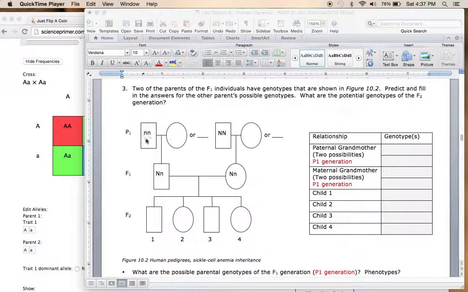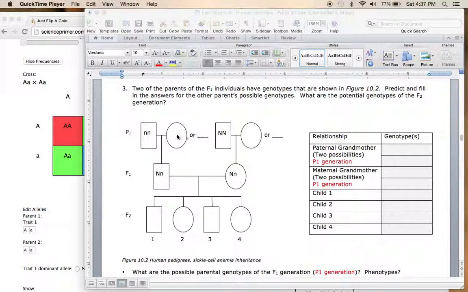Looking at the P1 generation, we can tell that the father, because it's a square, so that's male, for the P1 generation has two recessive alleles, which means that he donated one of his recessive alleles down to his son, and that's where that son got the recessive allele. That means the mother must have contributed the dominant allele, or that uppercase N. So we know that one of her alleles has to be a dominant allele, but we don't really know what the second one is that she has, and it could be either one.